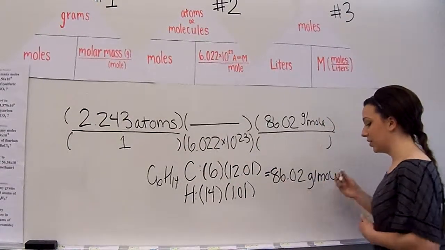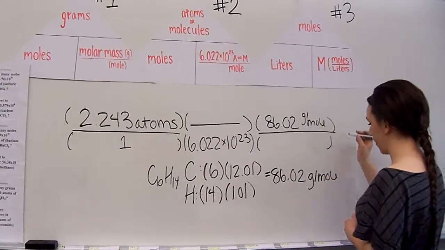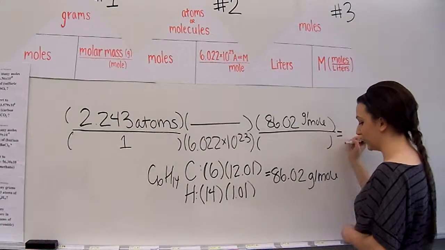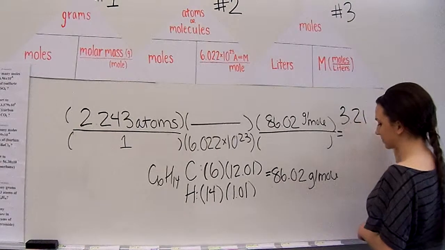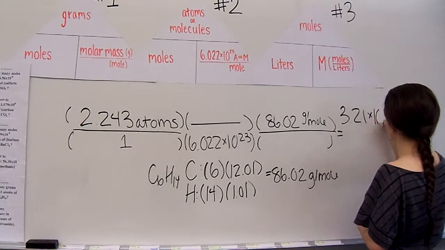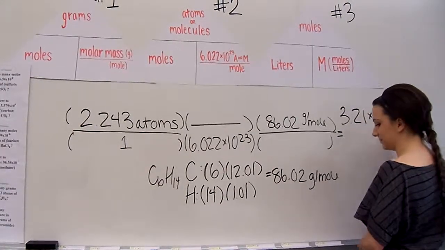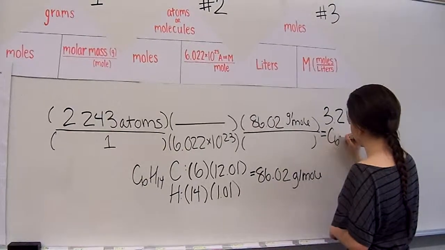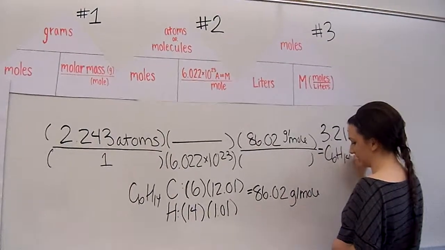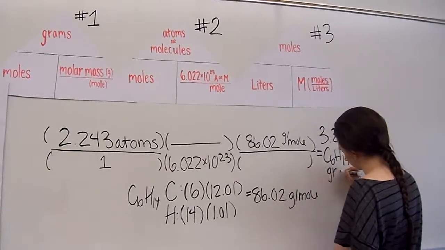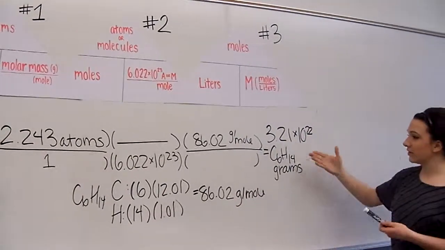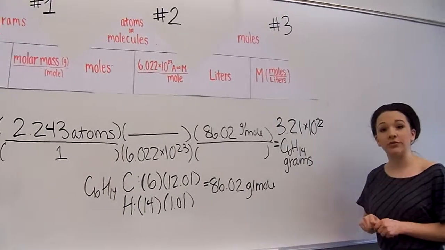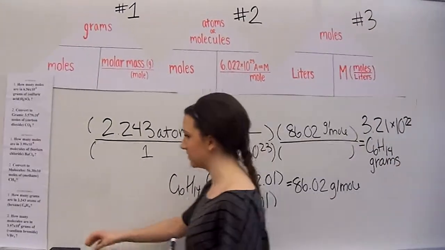As I was saying, when you multiply this out, you will get an answer of 3.21 times 10 to the 22nd C6H14 grams. My answer has all the necessary components, so I will go ahead and move on to the next problem for you.